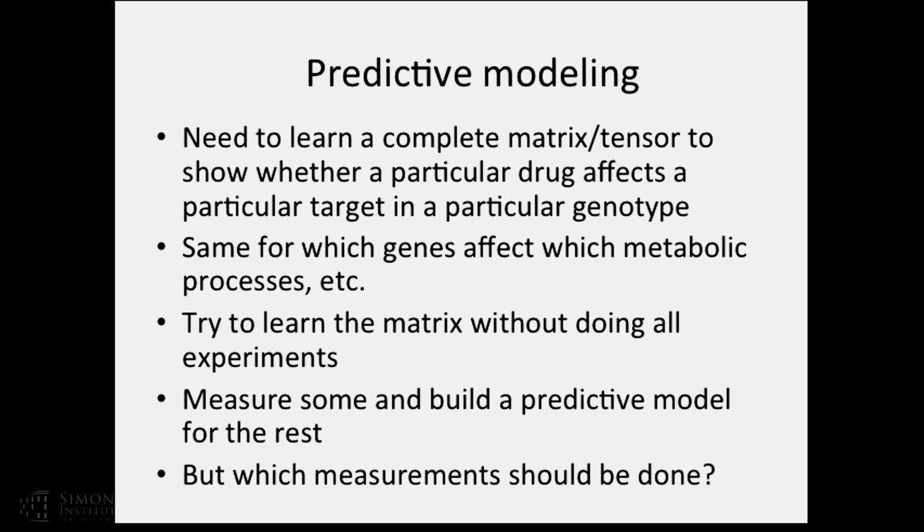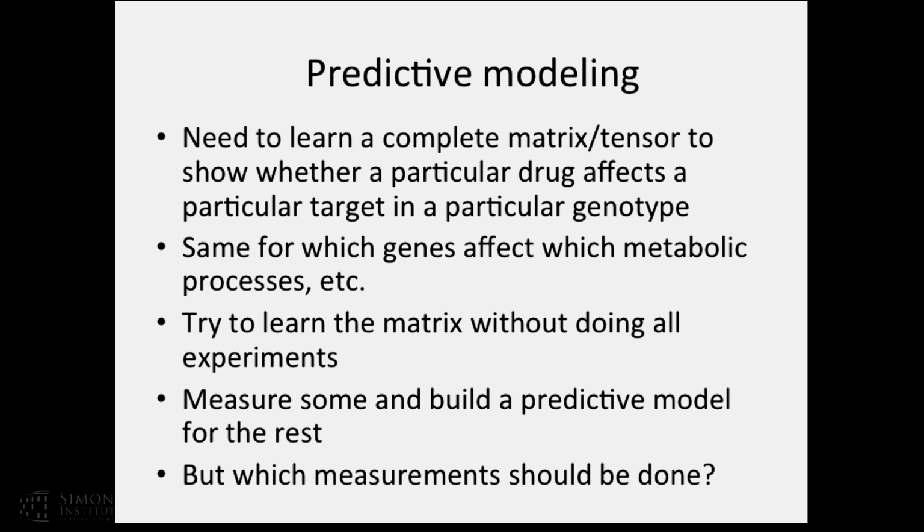All right? And obviously, we want to do that without doing all possible experiments because the number of drugs is in the millions, the number of targets that drugs can have in cells is at least 10,000, probably more like 100,000, and so we're not going to be able to do all those experiments.